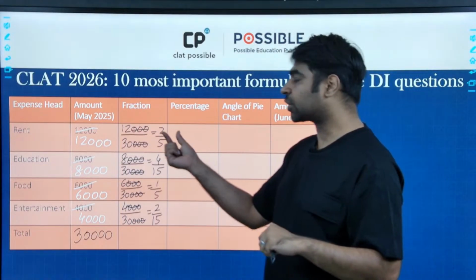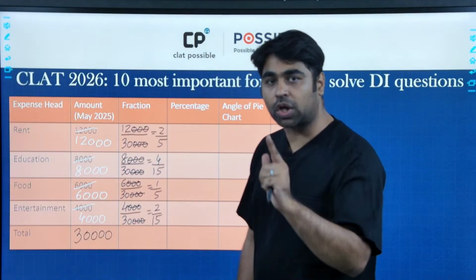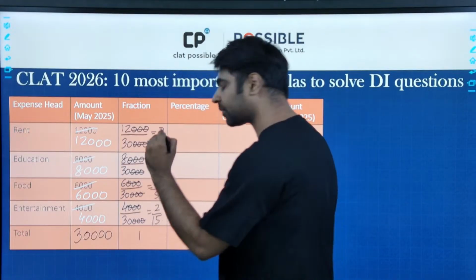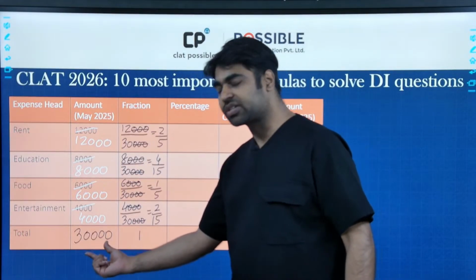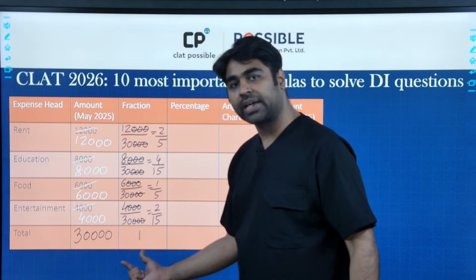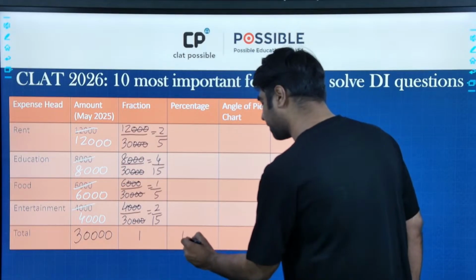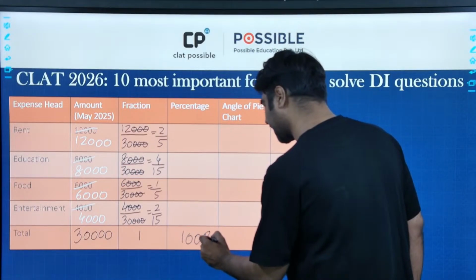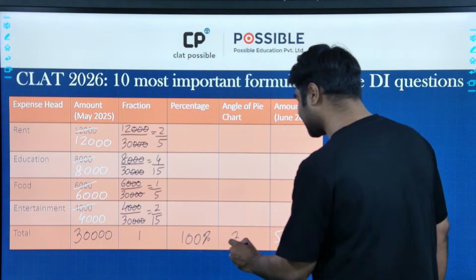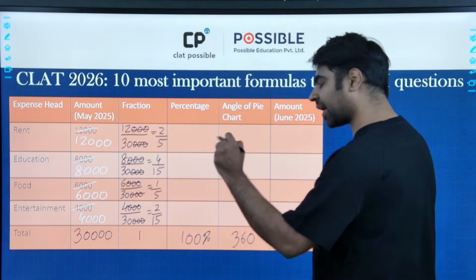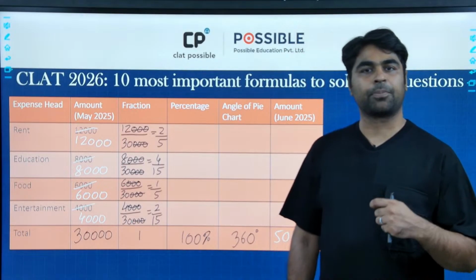Okay, what is the total of all the fractions? It is always going to be 1. So the grand total is always equal to a fraction of 1. It is always equal to 100%. It is always equal to 360 degrees in terms of angle. Okay, so these are the important pointers.